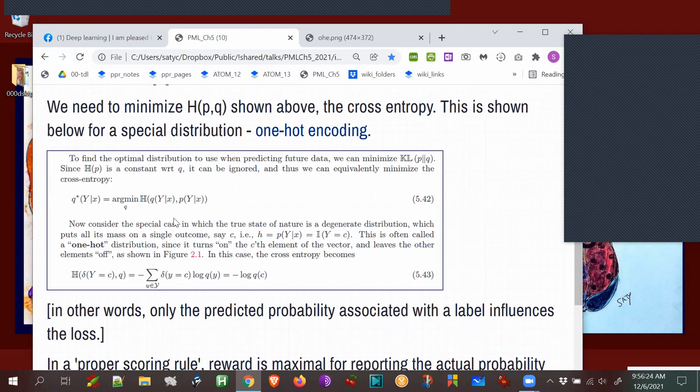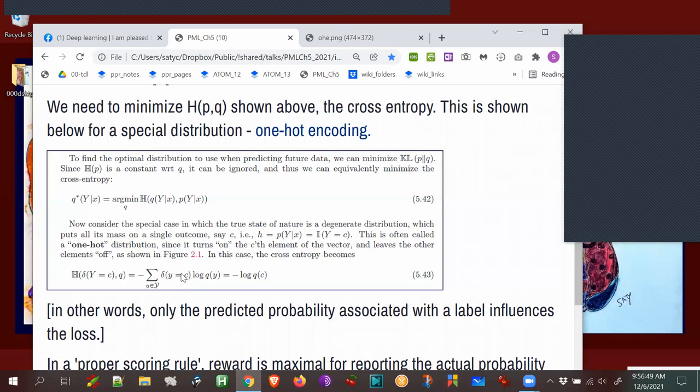And therefore, it's a very easy little formula that just says for one-hot encoding, the predicted probability with the label is the only one that influences the whole loss. All the other probabilities just go away because they're going to be multiplied by zeros. Cool. Because that delta term gives you 0. This is a Kronecker delta function, right? So the delta function is 1 only in the column where you have a 1, this is 1.